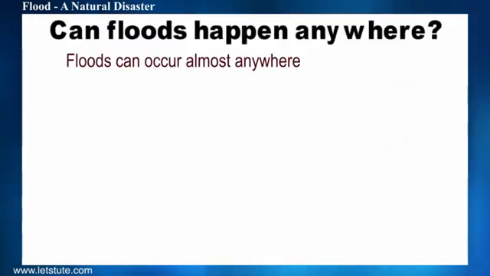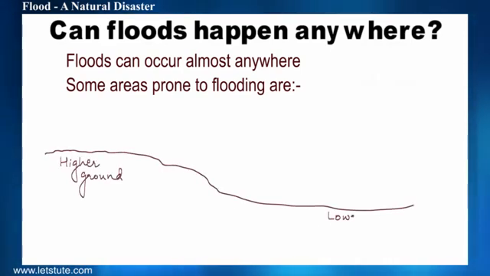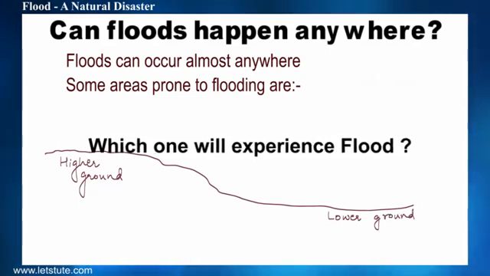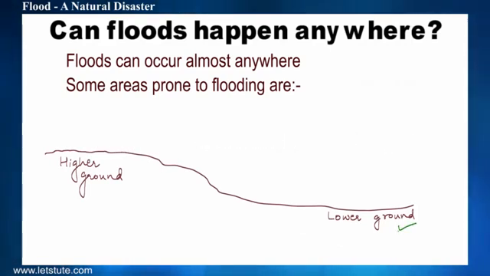Floods can occur almost anywhere, but they are more likely to occur in some areas than others. Say for example, there is a higher ground adjacent to a lower ground. So what do you think? Which one is more likely to experience flood? Yes, the lower one, as it is a natural behavior of flowing water to move from high to low.